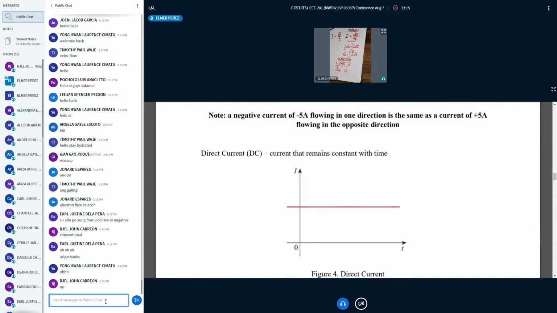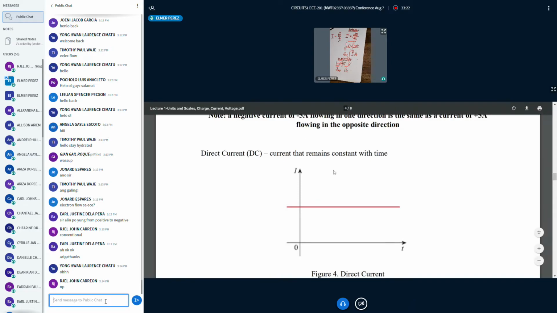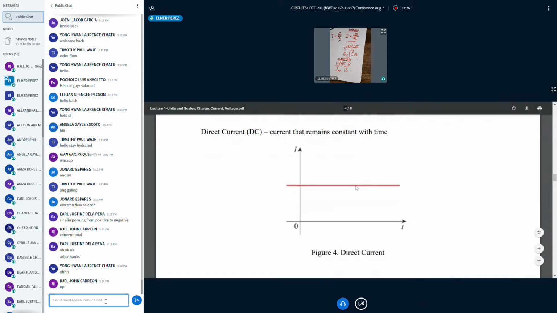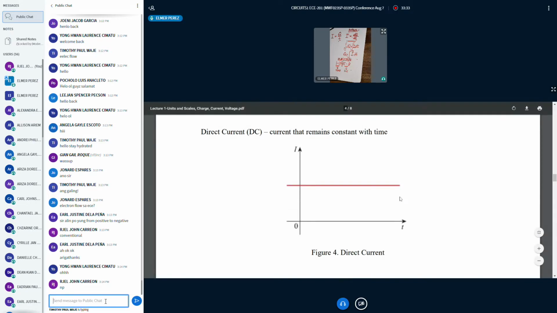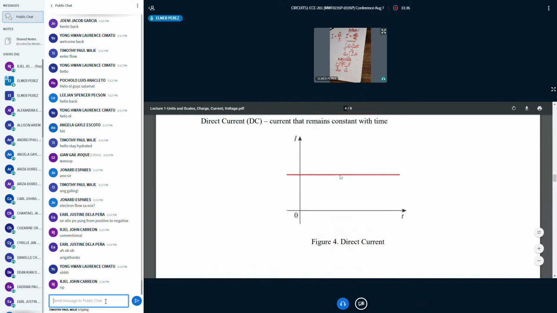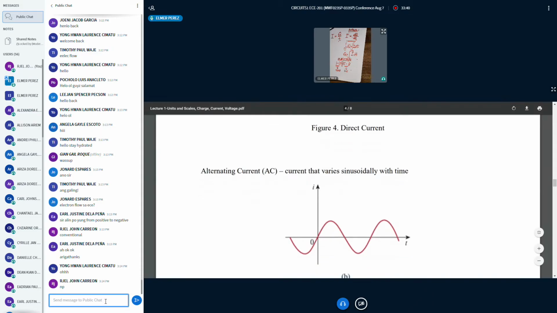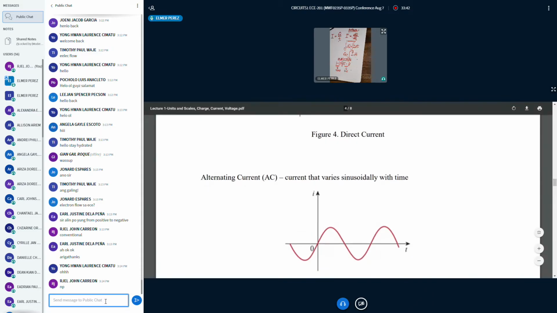Okay, yung electricity, charges, and the current. Ano ba yung ibig sabihin ng DC? So DC means direct current wherein the current remains constant. So at any point in time, the current will be the same. That's why it's called direct, or in short, wala siyang frequency. Di ba yung frequency yung mga sinusoidal wave? Yung may current that varies sinusoidally with time, it is what we call the AC, or the alternating current.